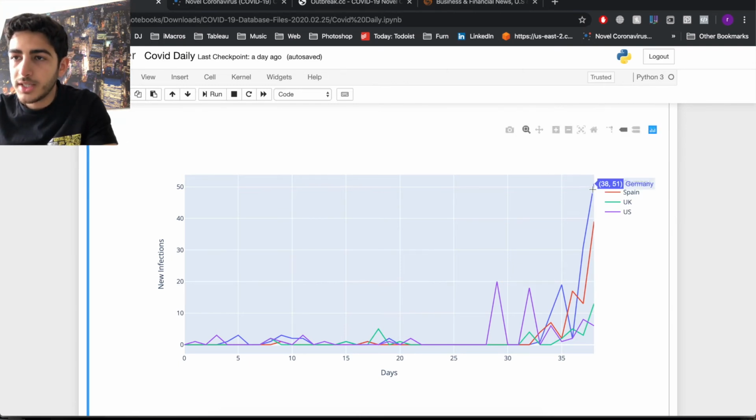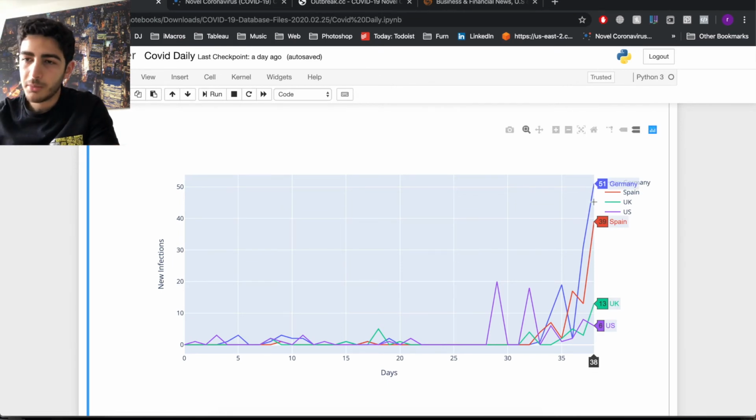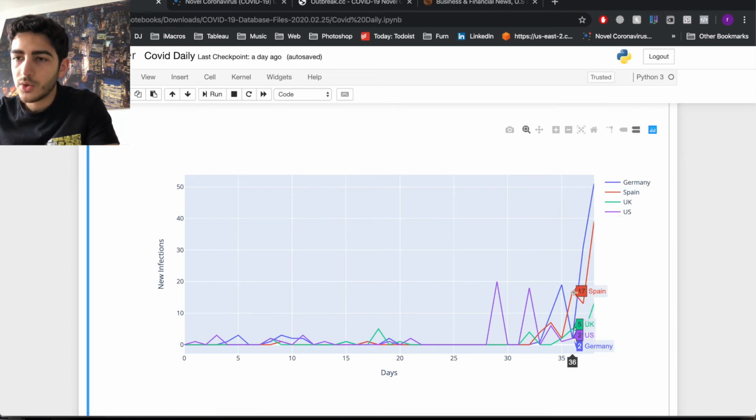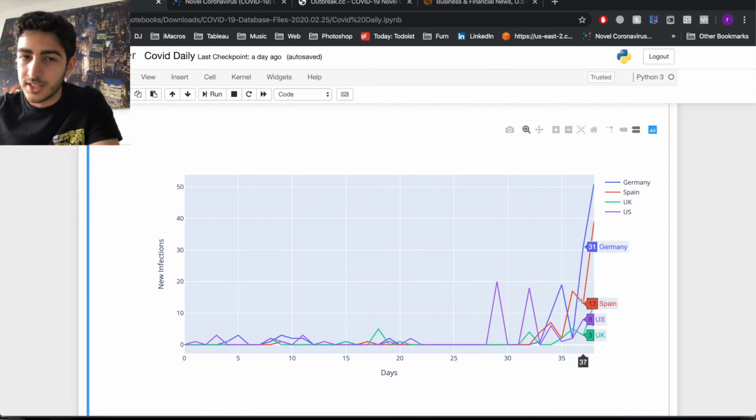We see that Germany is leading the way in terms of new infections. They had 51 new infections from yesterday, and Spain had 39. Remember the volatility I was talking about? So yesterday, I observed that there was a decrease in new cases in Spain, going from 17 down to 13.